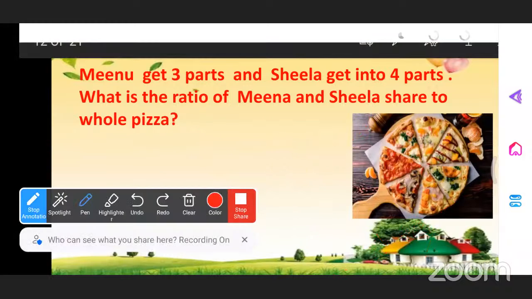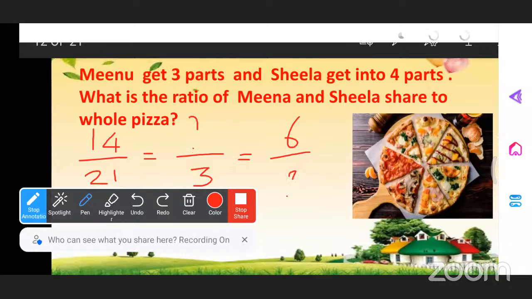14 divided by 21 equal to unknown, divided by 3 equal to 6 divided by unknown number. Here we divide which table? You can divide the 21. 7 table. 7 threes are 21. Very good. So we divide by 7 and get the answer 3. The denominator you divide by 7, so the numerator also is divided by 7. So the answer is 2.